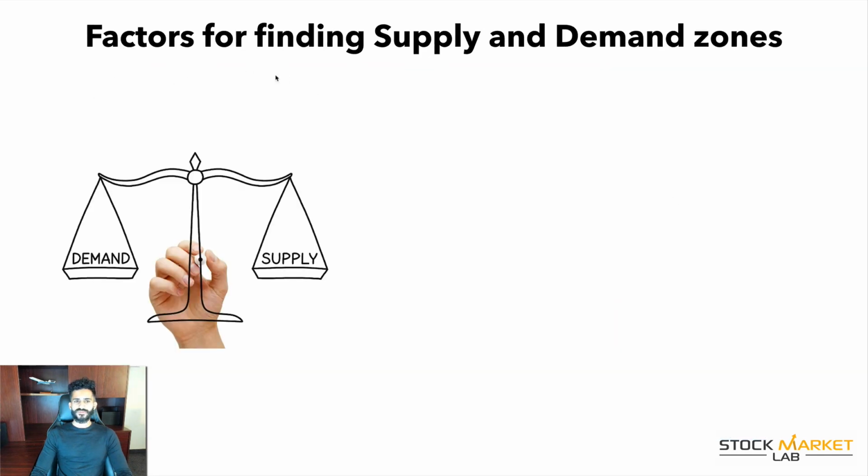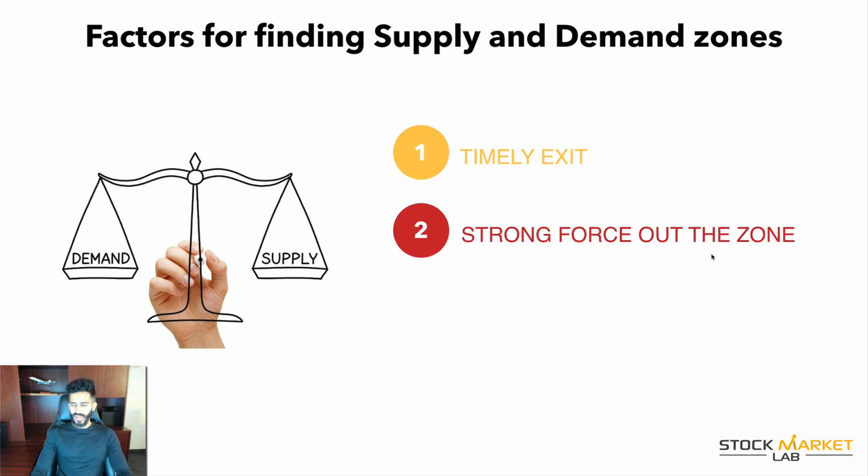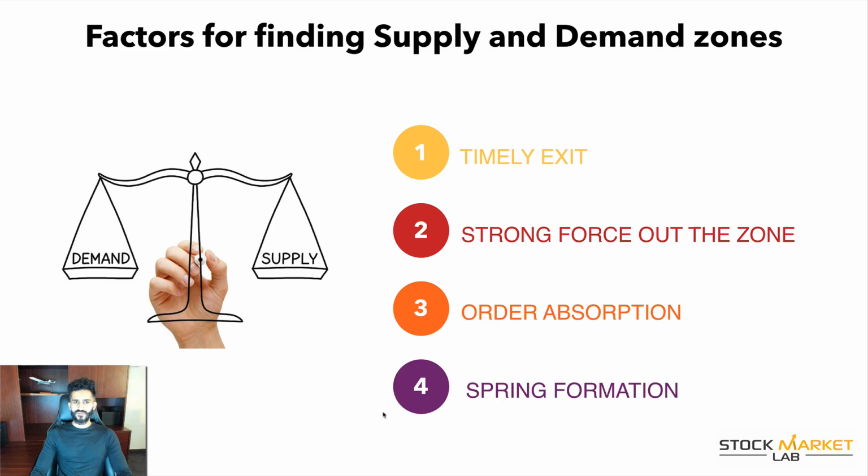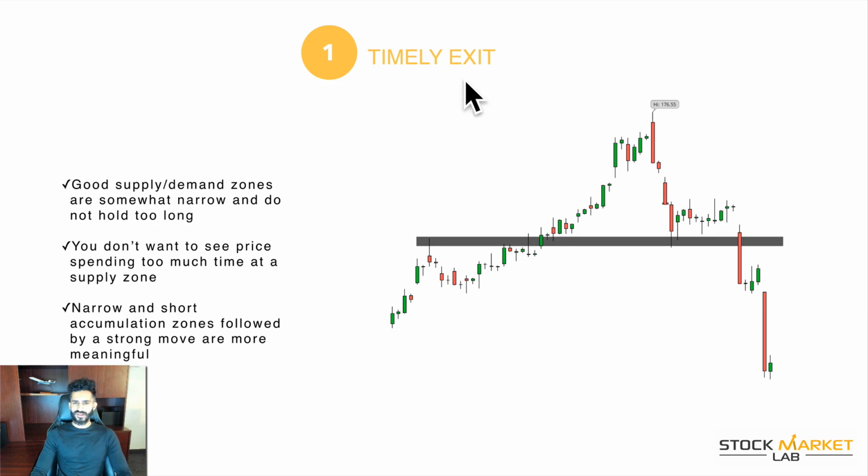Now, what are some factors for finding supply and demand zones? There's 4 factors. Number 1, timely exits. Number 2, strong force out of the zone. Number 3, order absorption. And number 4, spring formation. These are the 4 factors, right? Let's break them down. Number 1, timely exits.